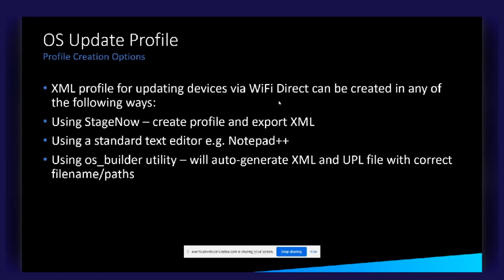You could use a standard text editor, like, for example, Notepad++, and then you can just basically cut and paste the required XML into a document. And you could also use the OS Builder utility that I've created, which will basically automatically generate both the XML and also the UPL file with the correct file names and paths. So that really is a kind of simple way of building these profiles without having to do any particular manual editing, either in StageNow or in a text document.